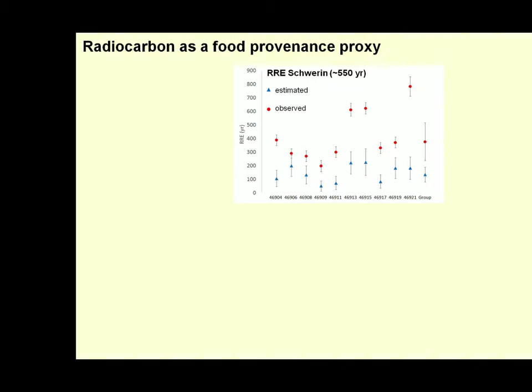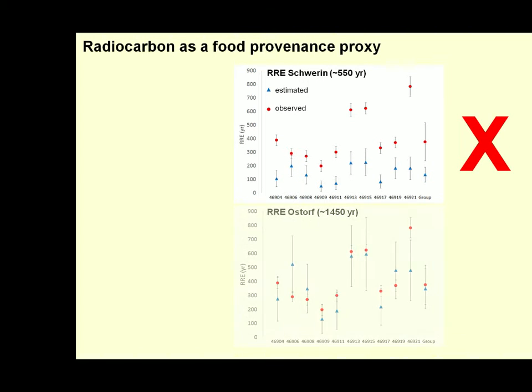What we have here is the age offset between the radiocarbon age measured in animals and that measured in the humans, represented by the red dots. The blue is that estimated by fruits, assuming a reservoir effect of 550 years corresponding to that of Lake Schwerin. As you can see, there is no good agreement. So Lake Schwerin is not the main source of fish for the populations at Orstorf. However, if we take as reference the reservoir effect at Lake Orstorf, then we have an excellent agreement. And so Lake Orstorf was the main source of fish for these individuals.